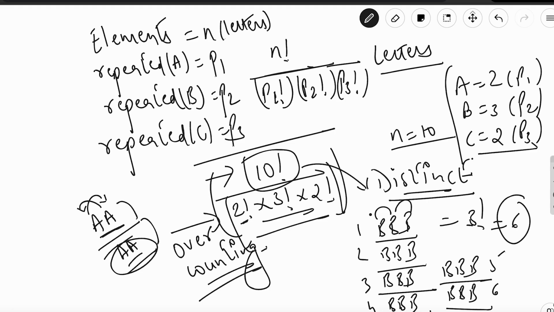So out of these 6 arrangements, do you see any difference? Well, the answer is no, because each of these arrangements is the same. So this is over calculation here. So that's the reason we divide the total number of ways by the repetition, because this doesn't count.